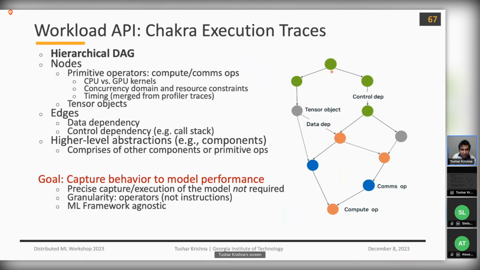Execution traces are really just hierarchical DAGs whose nodes are different compute and communication operators. So let's say this is a compute operator, which is just a matrix multiplication. Once the workload is sharded, the communication operator could just be an all reduce, for example. We also have other compute operators related to timing and so on, and then different tensor objects. Then the edges capture control and data dependencies, and you can also build higher level abstractions. So again, without going into full details, essentially we're trying to capture the execution of the workload as a graph.